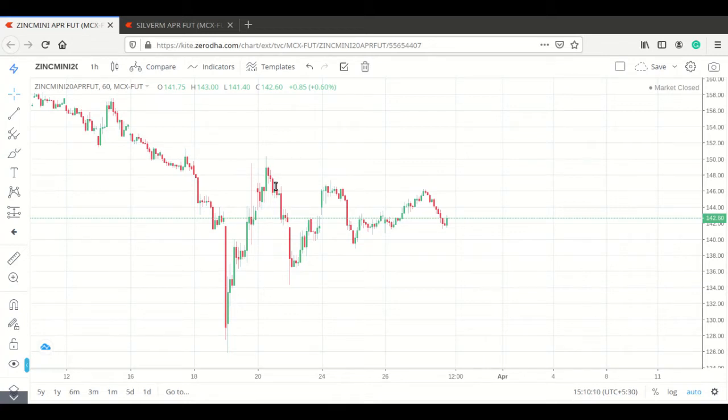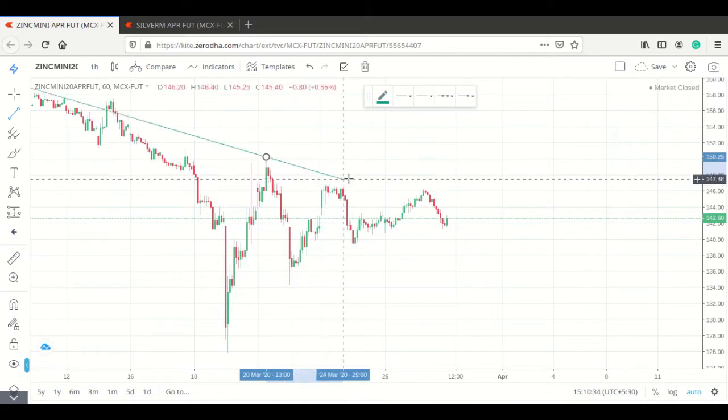Namaste everyone. So we discussed how to draw trend lines yesterday, and before going ahead I would like to show you this one chart. This is a zinc mini futures chart. So we'll be drawing trend lines in this, right? We are seeing a swing high, swing high, swing high, and swing low, swing low, swing low, right? So we'll be connecting it.